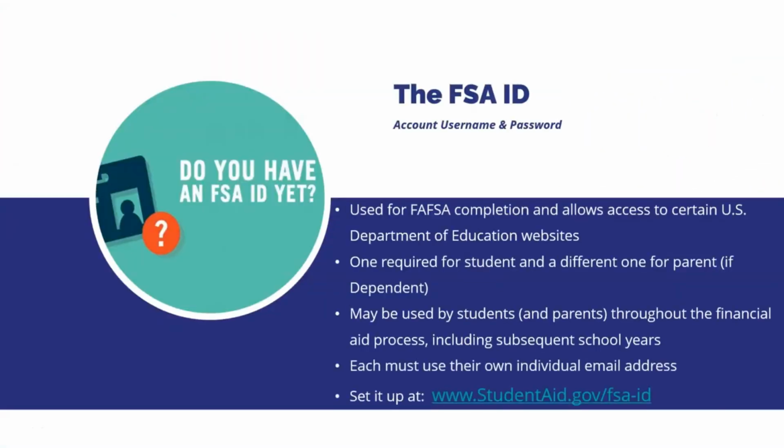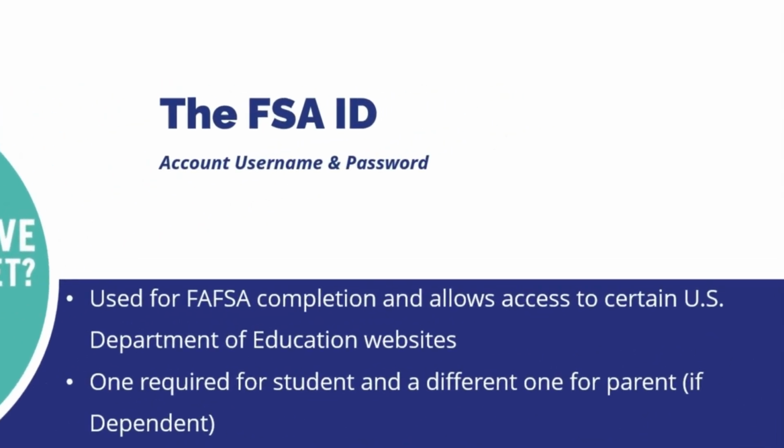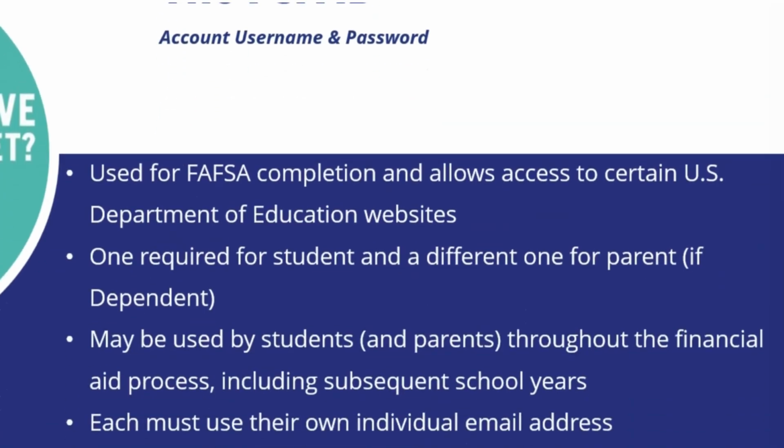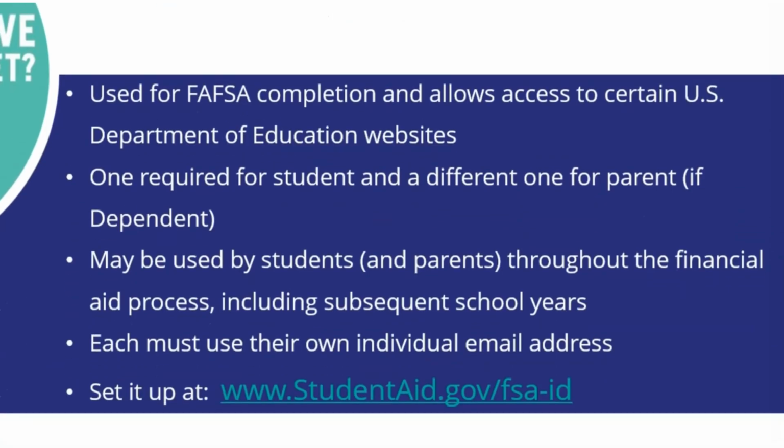In order to successfully complete a FAFSA, you must create an FSA ID. You'll have to create a username and password. This username and password will be used for FAFSA completion and allows access to certain U.S. Department of Education websites. One is required for the student and a different one for your parent, if you are a dependent. It may be used by students and parents throughout the financial aid process, including subsequent school years. Each must have their own individual email addresses.